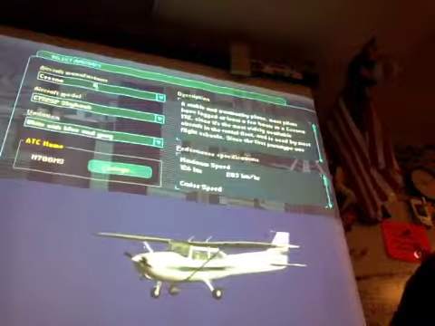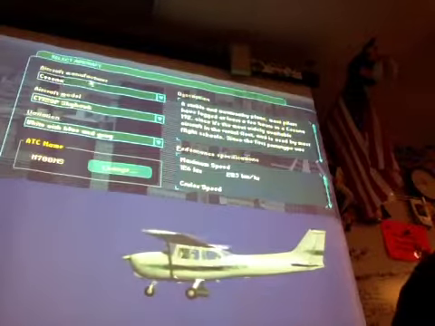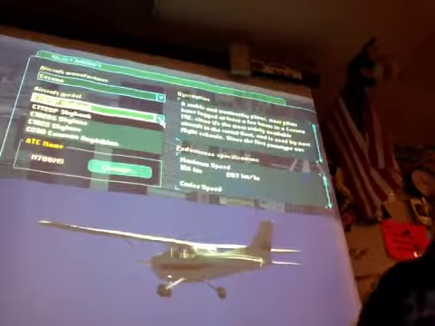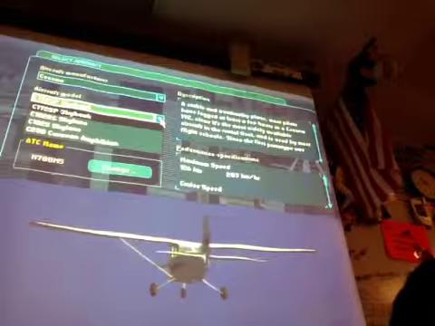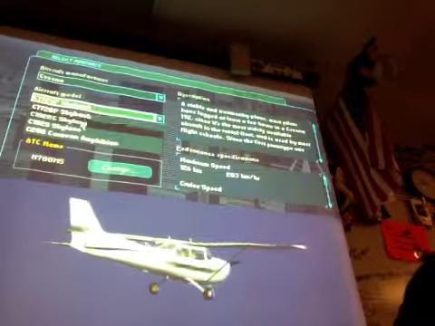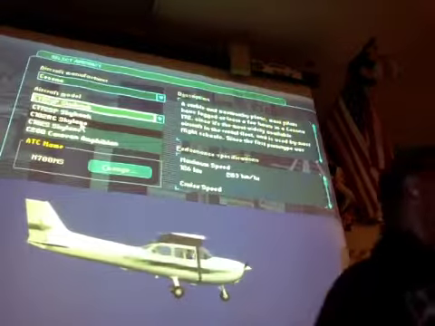Okay, the Cessna. You go into select aircraft manufacturer, and the standard plane that you would learn to fly is a 172 Skyhawk, 172 SP. Then there's a Skylane down here, a 182, a 182 RG.